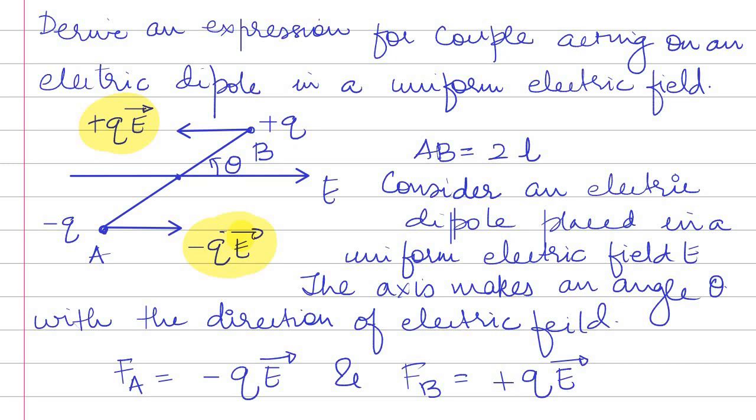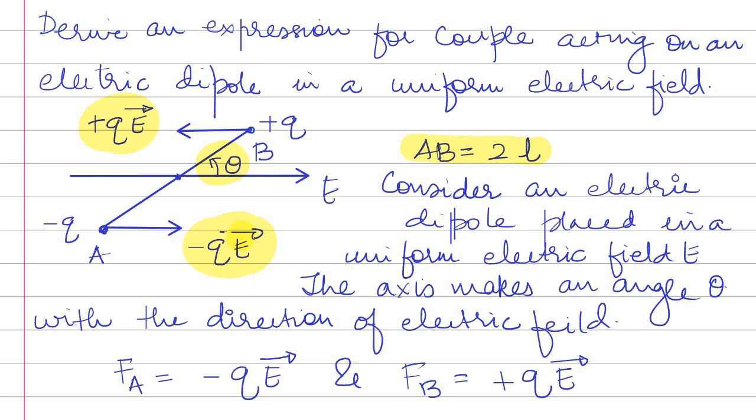I have got two charges A and B, which are separated by a distance 2L. The distance is intentionally taken as 2L by convention, if you remember from previous chapters. Now the axis of the dipole is making an angle theta with the direction of the electric field. This is the angle theta we are talking about.